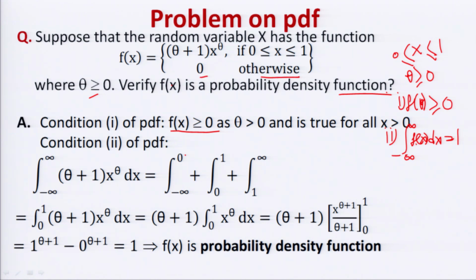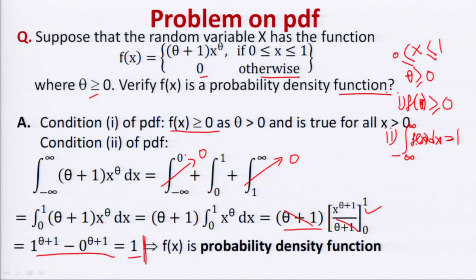Otherwise means when x is less than 0 and when x is greater than 1. So these two parts give you value 0, and the value of this integral from 0 to 1 of (theta plus 1) x to the power theta dx equals... as we are integrating with respect to x, theta is a constant, take it outside. The integral of x to the power theta is x to the power theta plus 1 upon theta plus 1. These two theta plus 1 cancel out, and when we substitute the limits, we get the value of the integral as 1.